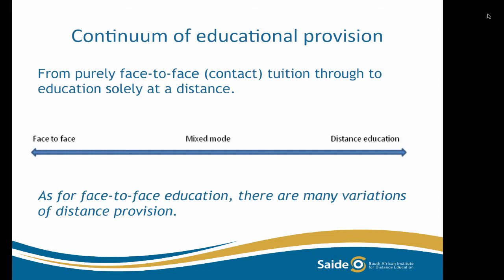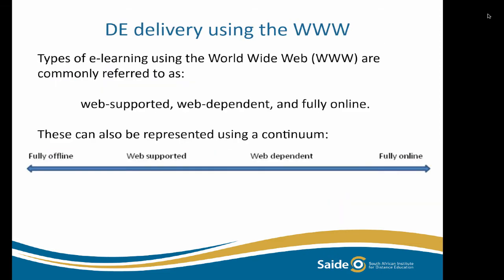And with the growing use of technology in education, what we're anticipating is a rapid move to the center of this continuum. So now we're thinking of distance education delivery, but using the web. The types of e-learning using the web used to be commonly referred to as: is it web supported, web dependent, is your course fully online? And so we're tempted to represent that on a continuum as well.